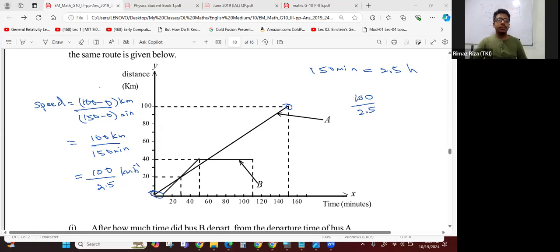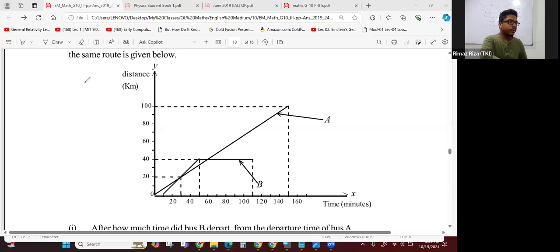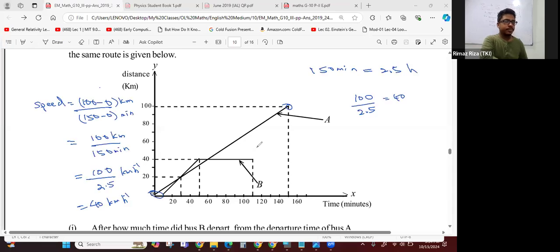10 divided by 2.5 is 4. So therefore the answer is 40. Therefore the speed will be 40 kilometers per hour. So the speed is 40 kilometers per hour.